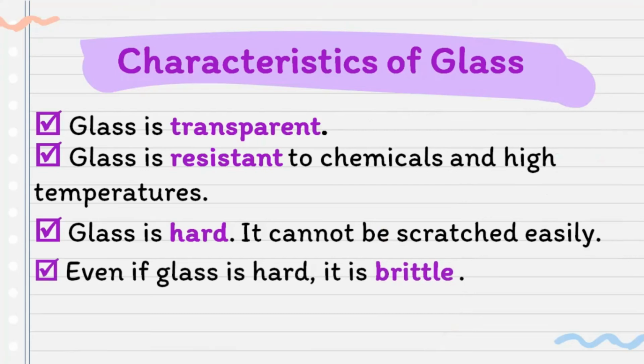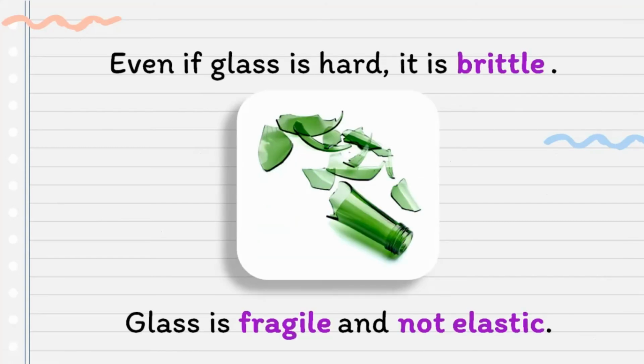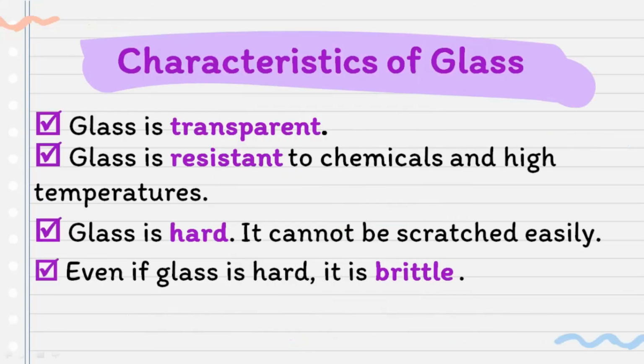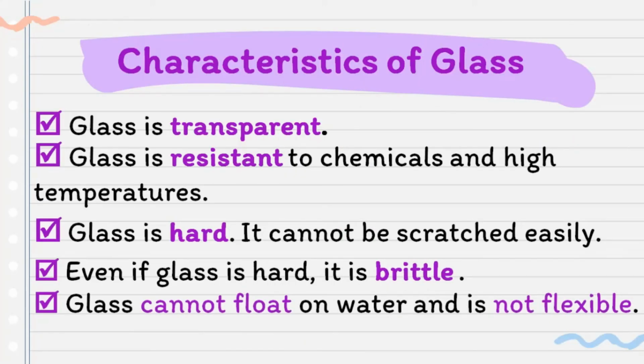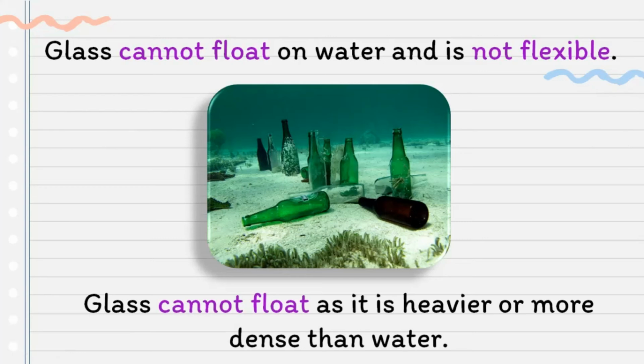Number 4. Even if glass is hard, it is brittle. Glass is fragile and not elastic. It means that when we apply force or stress on it, it will break. Number 5. Glass cannot float on water and is not flexible. Glass cannot float as it is heavier or more dense than water.